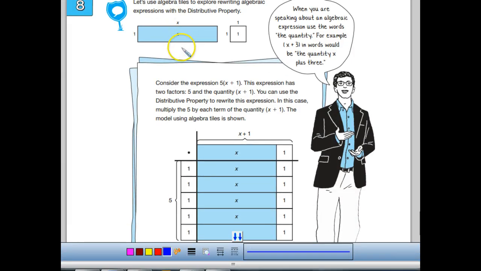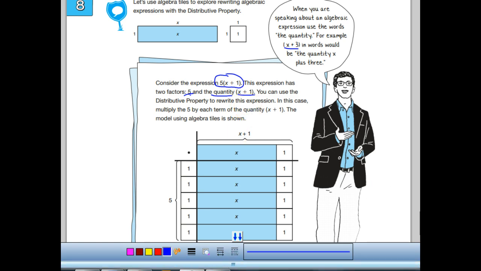Okay, they want us to use the expression x plus 1, and they want us to figure out what 5 groups of x plus 1 would be equal to. This expression has 2 factors, 5 and the quantity x plus 1. Let's read what this guy says over here. When you're speaking about an algebraic expression, use the words the quantity. For example, if you have x plus 3, we would read that as the quantity x plus 3. So we have 2 factors. We have a factor of 5 and we have a factor of x plus 1.